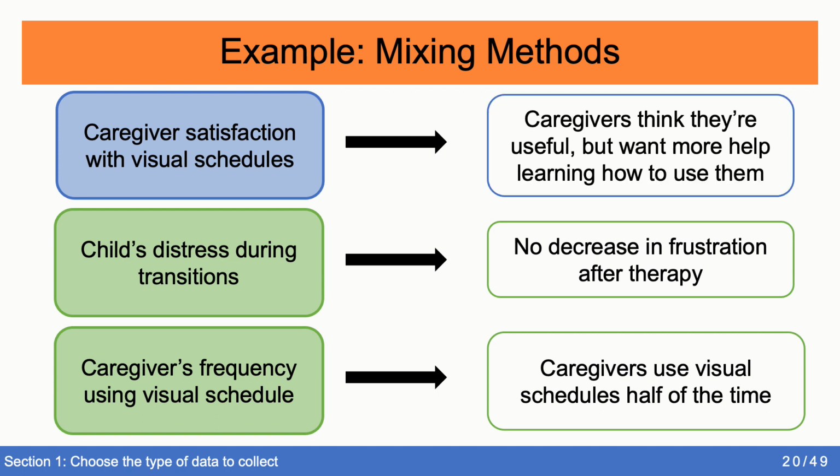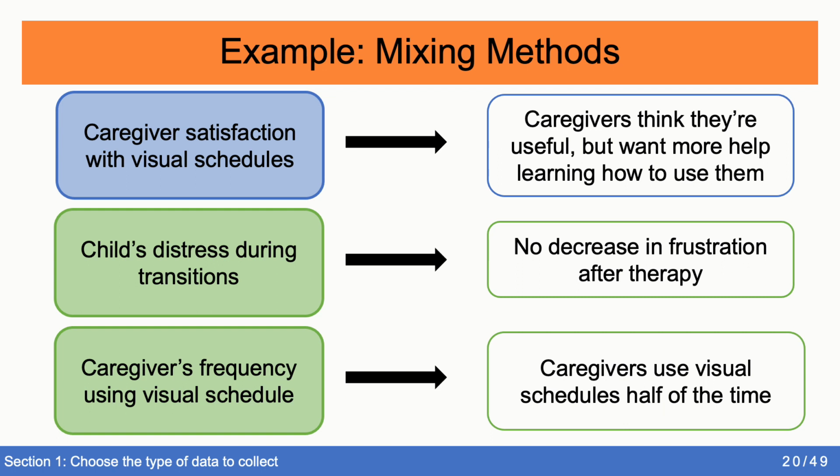But when we add in the caregiver interview, maybe we see that caregivers like the visual schedules and find them useful. However, they said that they need more help learning how to use them. Mixing qualitative and quantitative methods helped researchers understand why the therapy may not have worked to decrease child distress. The problem may not be the therapy itself, but the way researchers taught the caregivers to use the visual schedules.